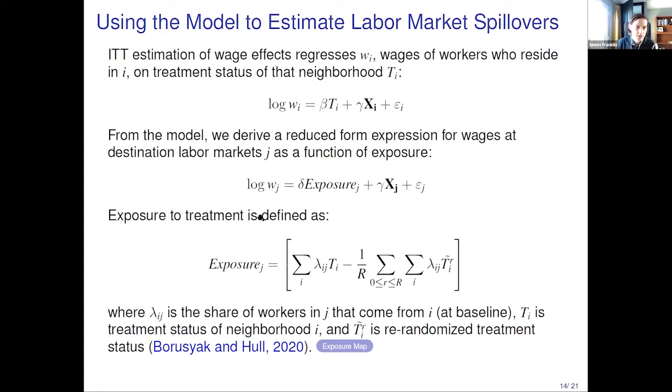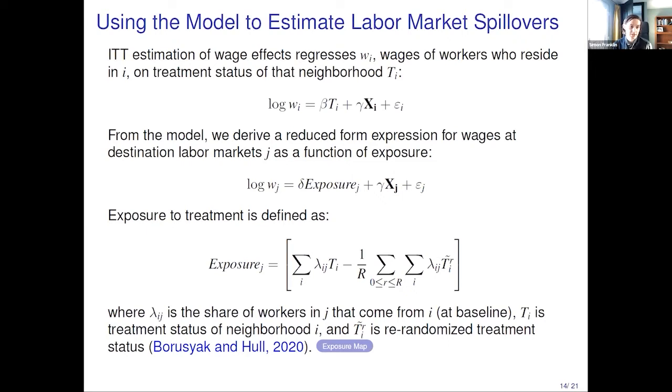So instead of looking at wages of people living in I, we need to look at the wages of people working in J, okay? So we know where people work from in our survey data. So we're going to impute their wages to their destination of work. We're going to regress those wages at destination on the exposure of that destination to the program. So not just whether that destination is in the program or not, but whether it is exposed to some degree or other to the program.